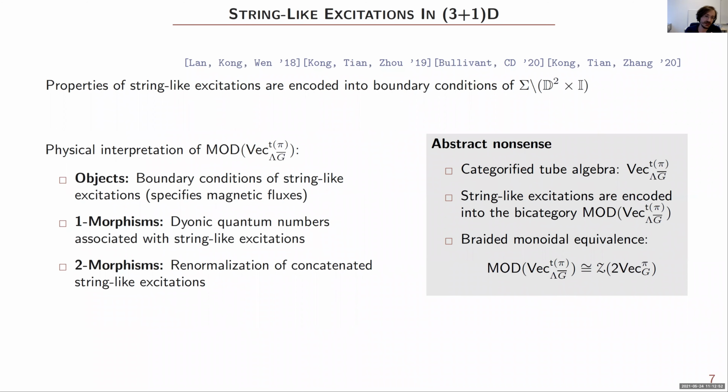The kind of data that is there is some extrinsic defect data, but it also specifies the possible fluxes that a string ending at this point can have. So there is some flux data as well. The one-morphisms then correspond to some diagonal quantum numbers for a string that connects two endpoints, obviously. So there is some charge component in there. And then, let's not worry too much about the two-morphisms.